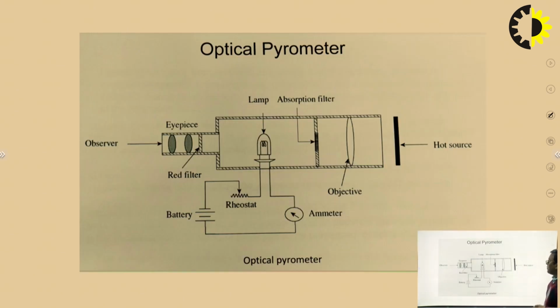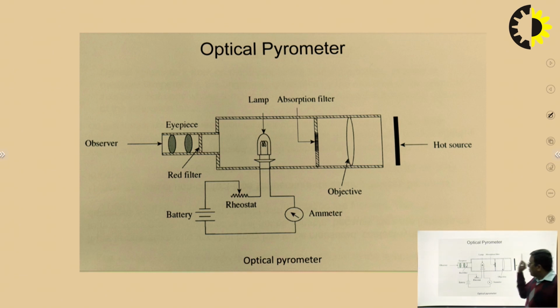So here I am coming to the diagram of optical pyrometer. This complete arrangement is known as the optical pyrometer. This is the hot surface for which the temperature has to be determined. Obviously, if the temperature of the surface is very high, it will emit some amount of light, its brightness will be fixed and it depends on the temperature.